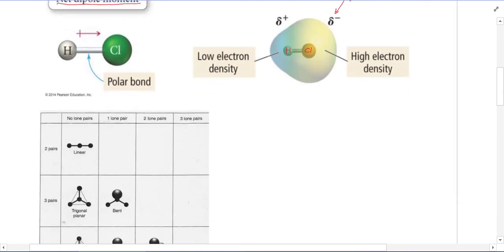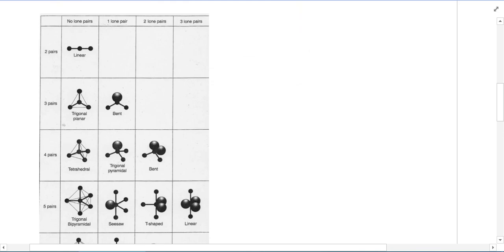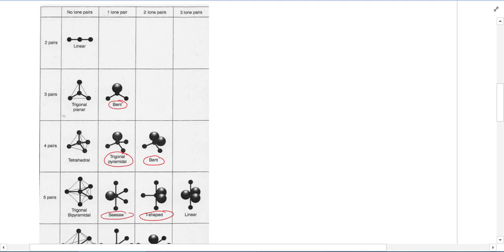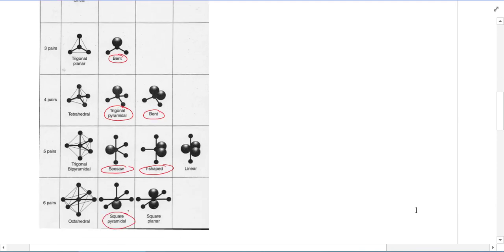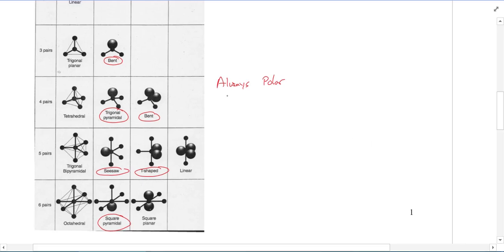We talked about that with bond polarity. Now, compounds with these shapes, bent, trigonal pyramidal, T-shaped, seesaw, and square pyramidal, are always polar to some degree. Sometimes that's like 46 miles an hour in a 45 mile an hour zone. Barely polar. We actually call that more polarizable than polar. However, it's still not a symmetrical shape. Always polar. These are unsymmetrical shapes.